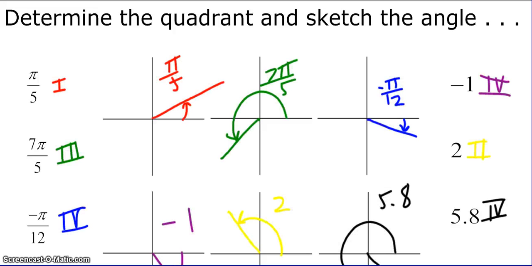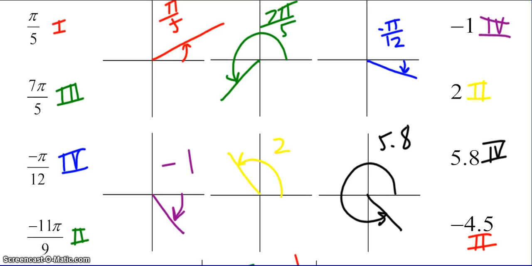Okay, so here, pi fifths, I know that that's in the first quadrant. It's going to look something like this. 7 pi fifths, I know that's larger than pi, but not quite to 3 pi halves, so that's going to be in the third quadrant. It looks something like this. Negative pi twelfths is a very small angle in the fourth quadrant. Negative 1 is going to be in the fourth quadrant as well. Positive 2 is going to be in the second quadrant.